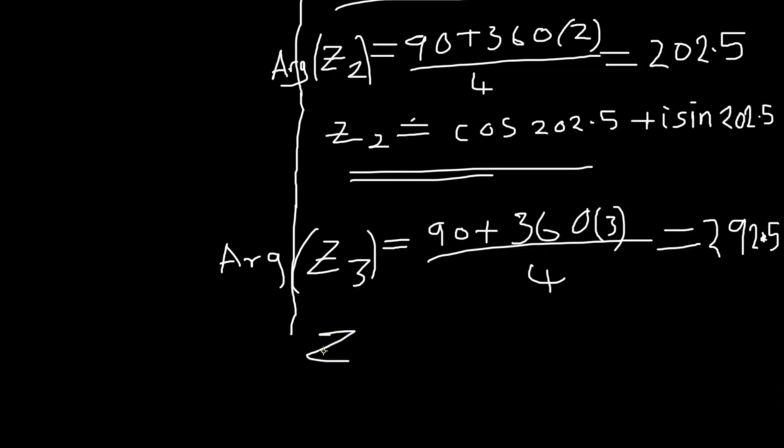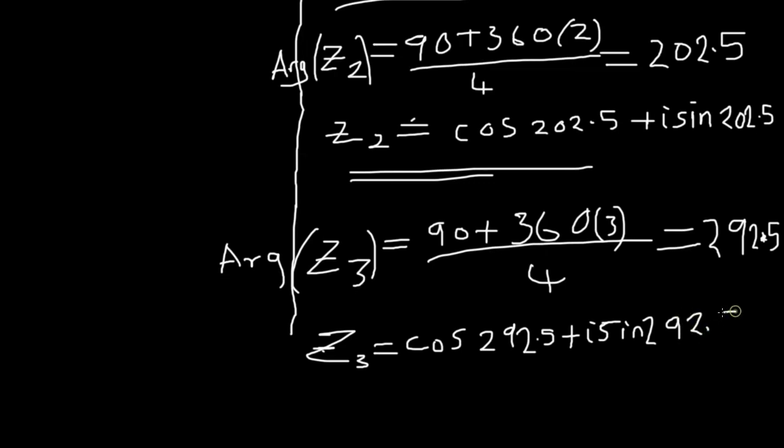So Z3, I can now write it as cos 292.5 plus i sine 292.5. So this is going to be my Z3.